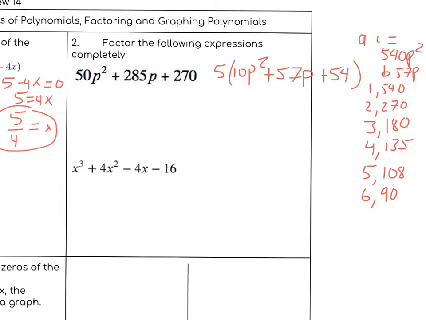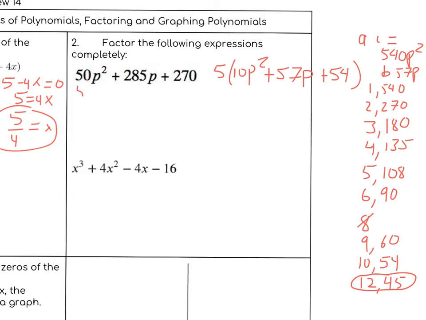7 is not going to work. 8 is not going to work. 9 is. It's going to be 9 and 60. 10 and 54. Now we're getting closer. 11 doesn't work. 12, I've got a pretty good feeling about this, is going to be 12 and 45. Woof, we have our winner.